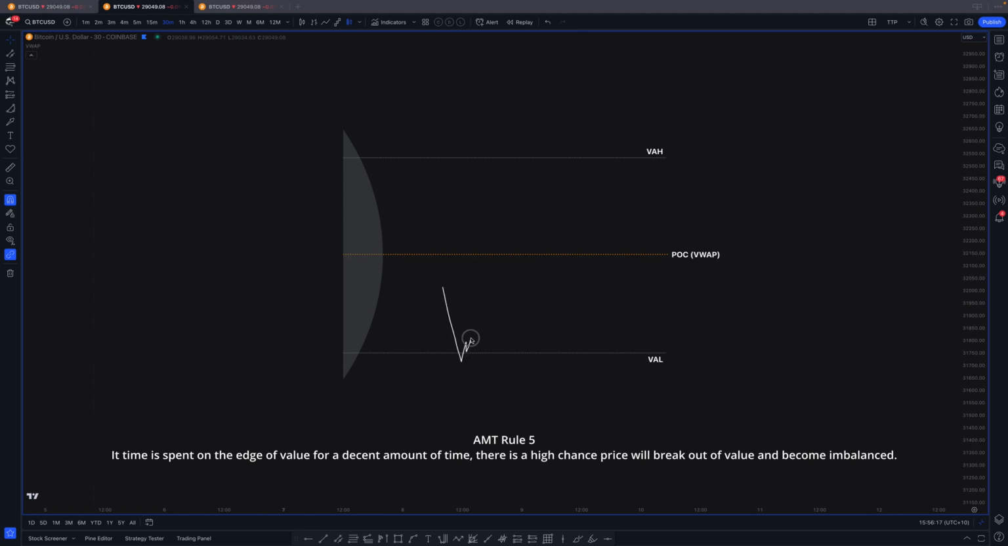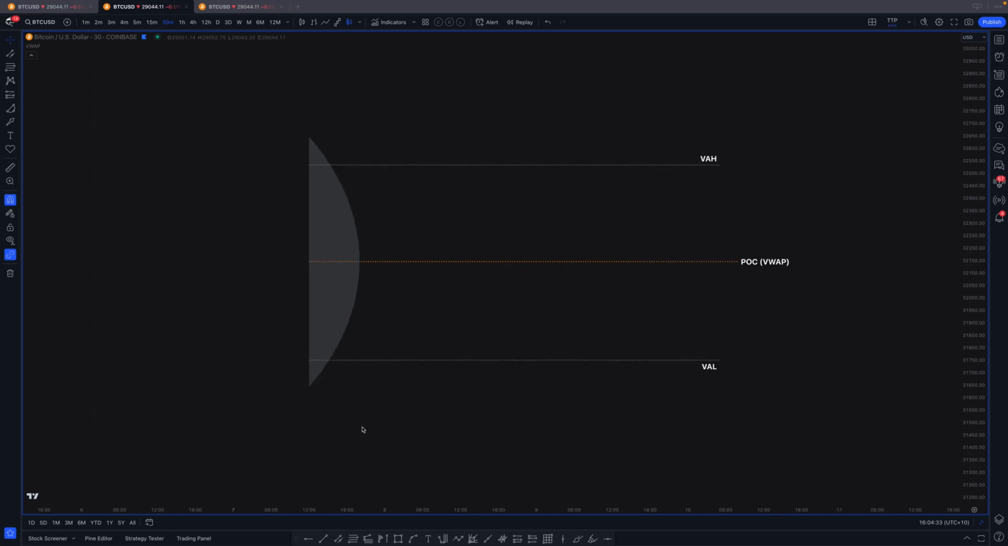And rule number 5: if price spends a lot of time at an edge, also known as compression, there is a high chance that price will become imbalanced and break outside of the value area. So they were the 5 auction market theory rules.